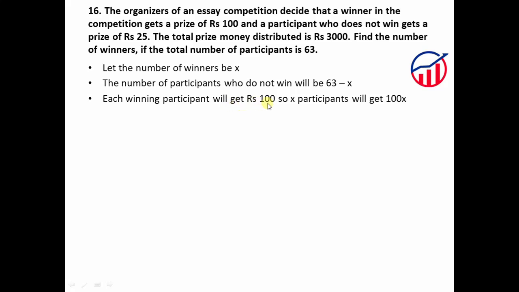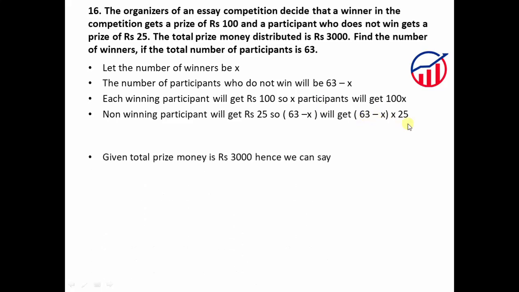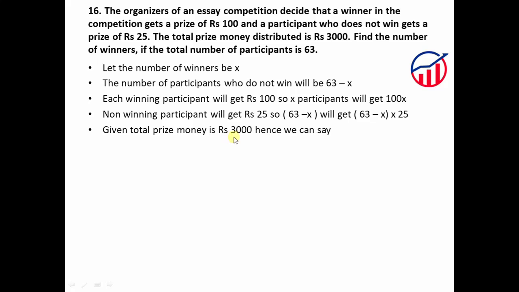Each winning participant will get ₹100. So if x participants are winners, the total amount will be 100x. And non-winning participants will get 25. The non-winning participants are 63 minus x, and each one is going to get 25, so it will be 63 minus x into 25. And given that the total prize money is 3,000, we can say that 100x plus 63 minus x into 25 is 3,000. So the total money is distributed in this fashion.